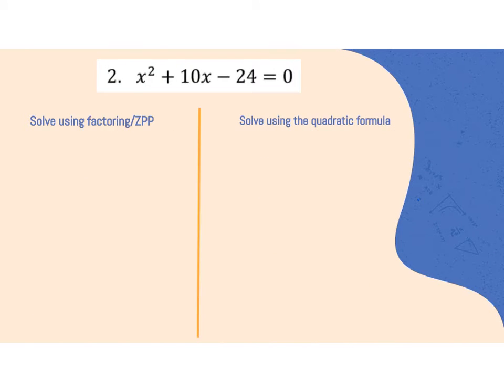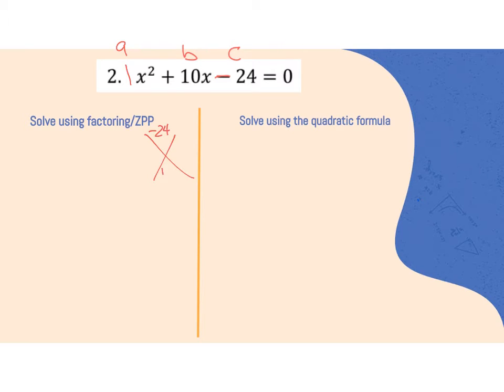Let's try another one. So solve using factoring and solve using the quadratic formula. So in this one, I have x squared plus 10x minus 24. So if I factor that, I have an a value of 1, a b value of 10, and a c value of negative 24. So my top number in the factor x is negative 24.